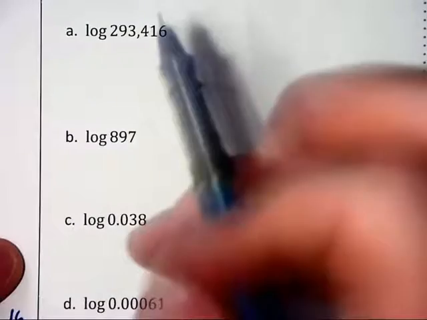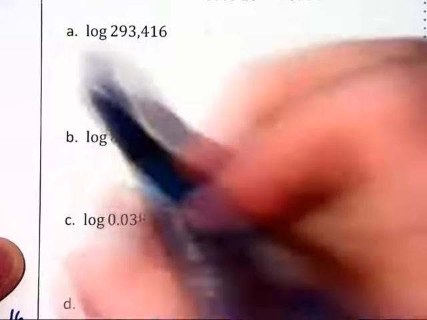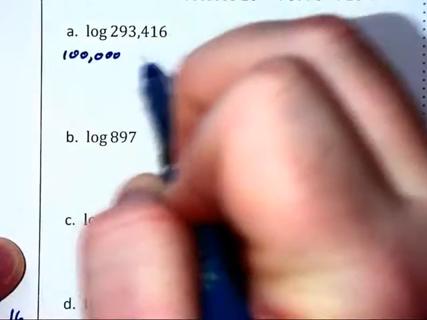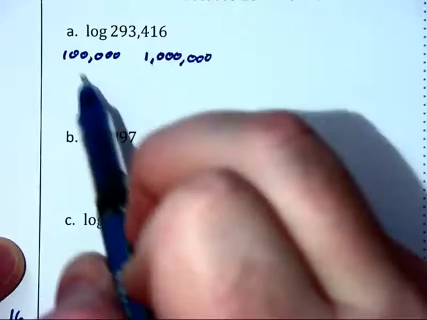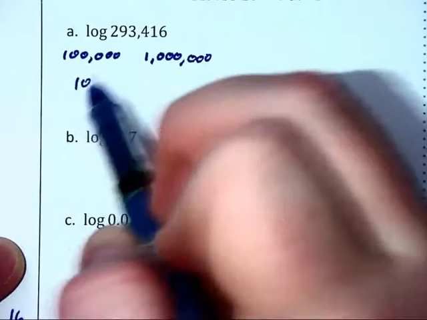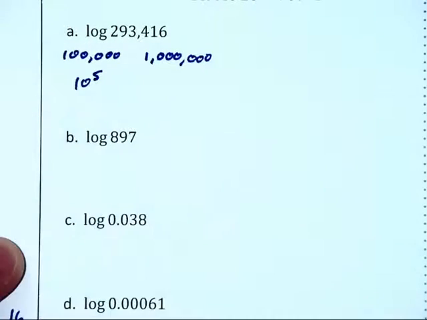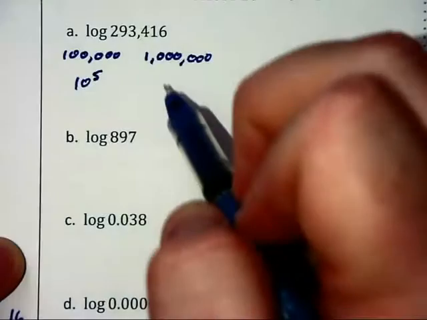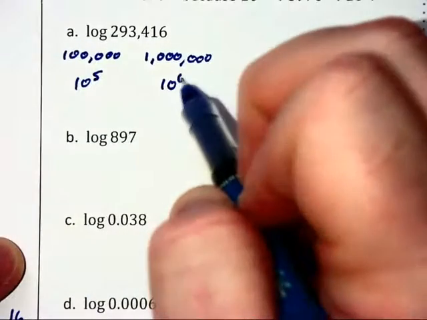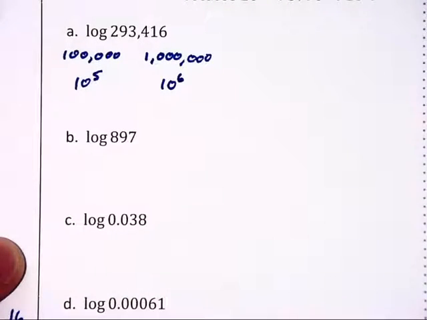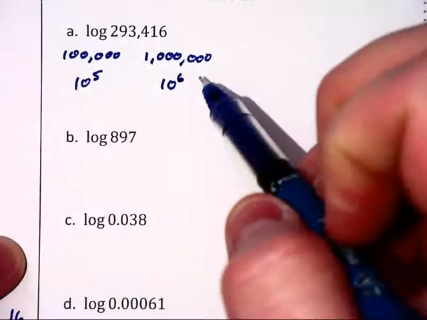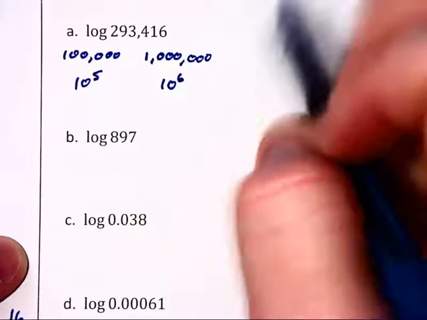Let's do the same thing here. Doesn't this 293,000 number fall between 100,000 and 1 million? Well, this 100,000 is 10 to the fifth. I can see that because there's 5 zeros in it. And this 1 million is 10 to the sixth. So basically, I can say that our estimate here is going to be that this is between 5 and 6.